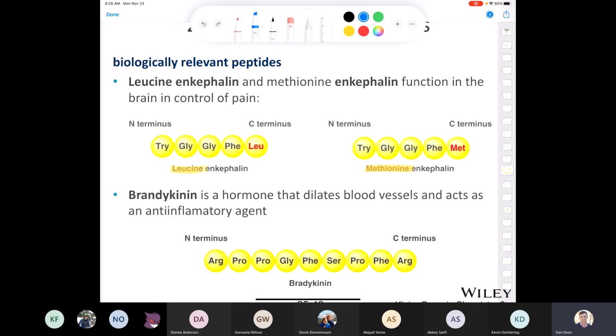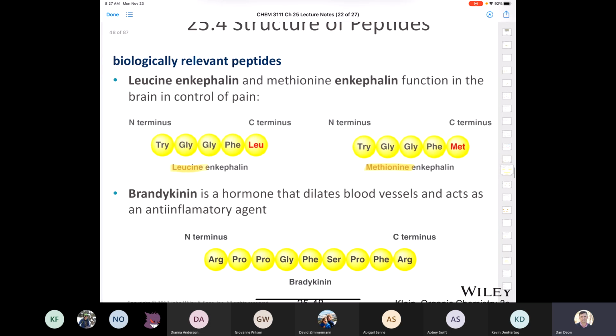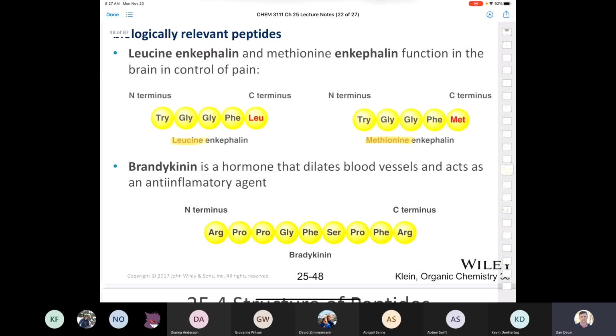Another interesting peptide is bradykinin, which is a hormone that dilates blood vessels and acts as an anti-inflammatory agent. And you can see that if we were to write out the structure of bradykinin, which has a total of 9 amino acids, we call it a nonapeptide.